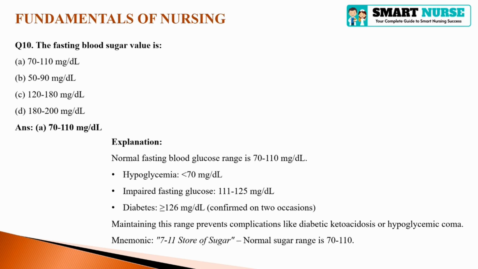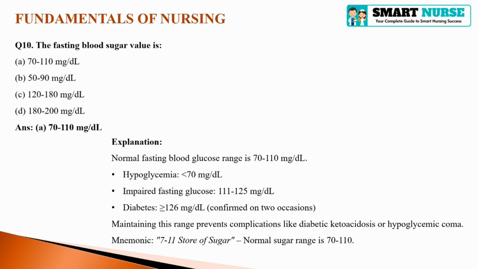Why? Because the normal fasting blood glucose range is 70 to 110 mg per dl. If it is hypoglycemia, the fasting blood sugar is lower than 70 mg per dl. If it is impaired fasting glucose, the level is 111 to 125 mg per dl. If it is diabetes, it is more than 126 mg per dl. Maintaining these ranges prevents complications such as diabetic ketoacidosis or hypoglycemic coma.